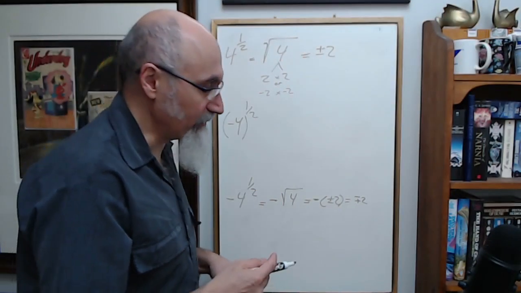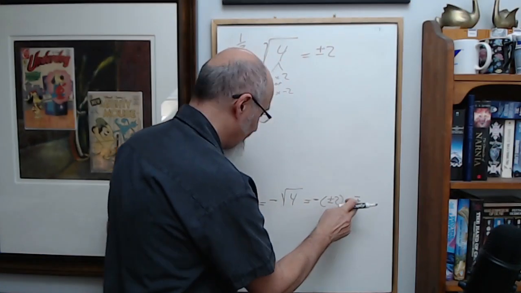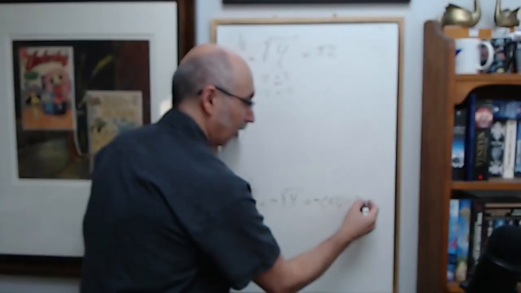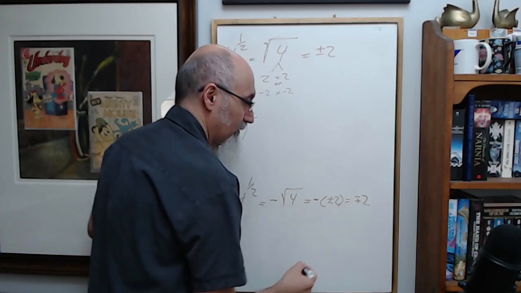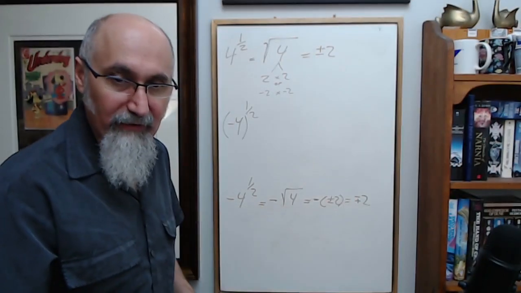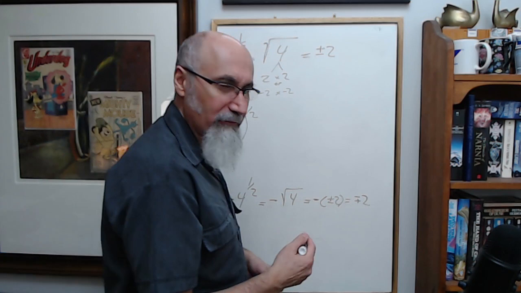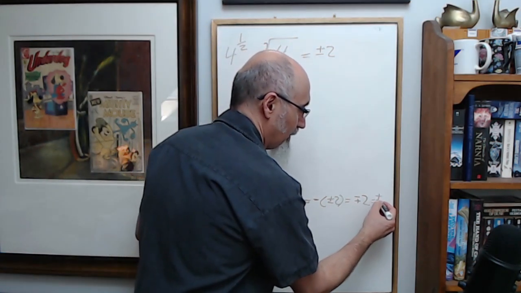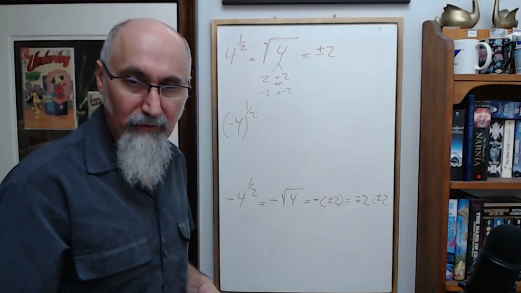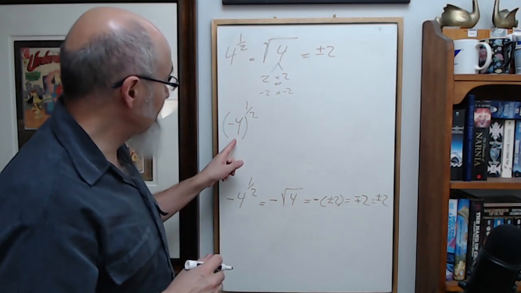It doesn't make a difference, right? So the negative sign in front here really doesn't change the game at all, because plus or minus 2 is the same thing as negative minus 2. So you never really write down negative minus 2, you write down plus and minus 2. Okay.